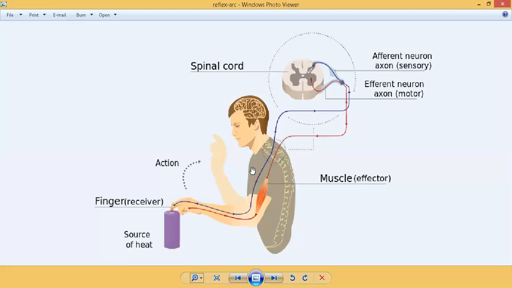So this is a simple reflex arc I have shown you. The reflex action can be of many types, but the general organization will be the same: the receptors, the afferent, the center, which is mostly the spinal cord, and the efferent and the effectors, which are mainly the muscles.